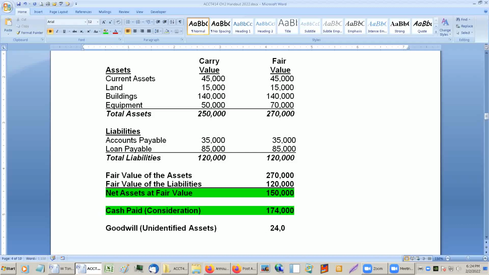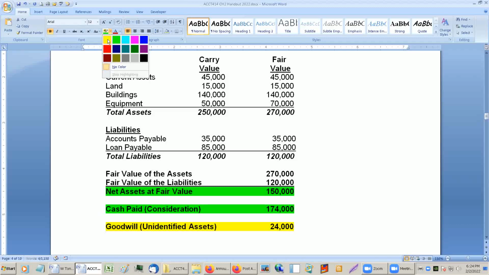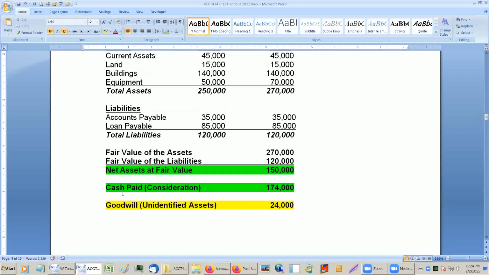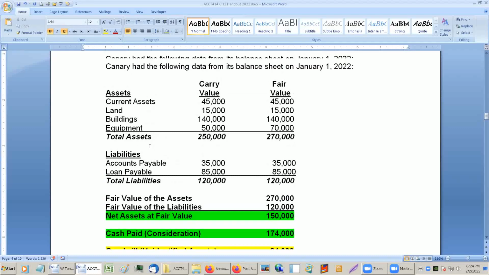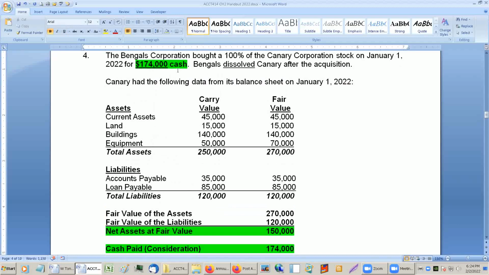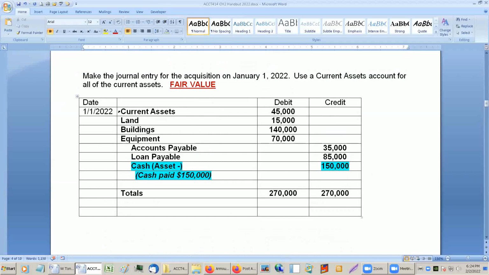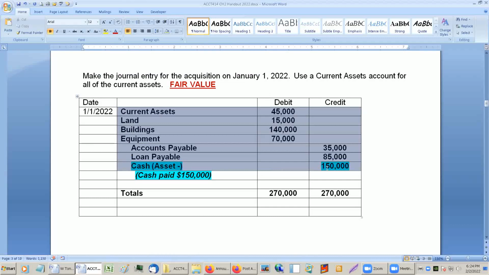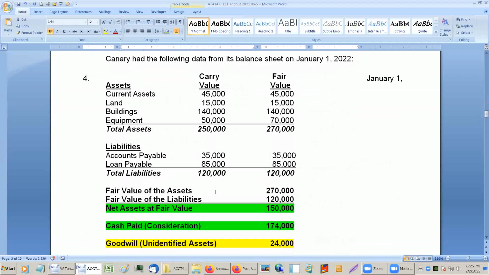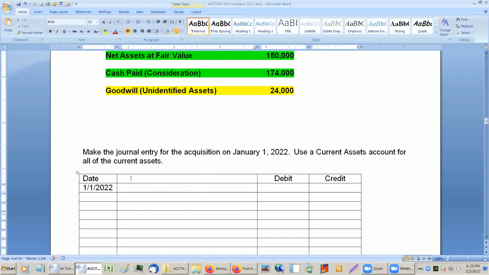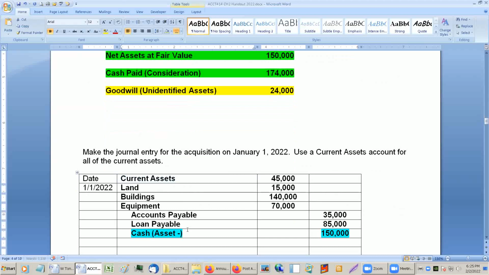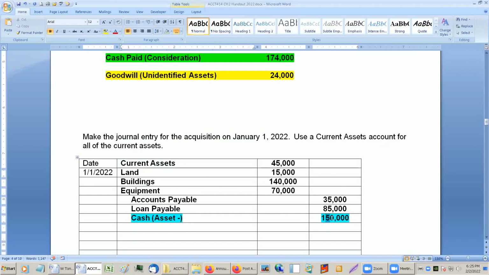$24,000. So everything is the same between this one and the last one, except we have goodwill. I'm gonna be lazy. Copy this. Hope it works. Hey, it did. Cash paid was 174.